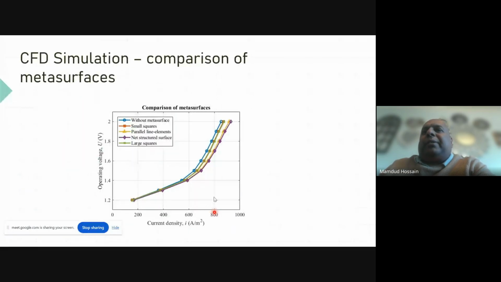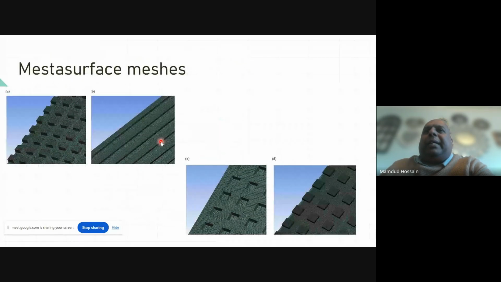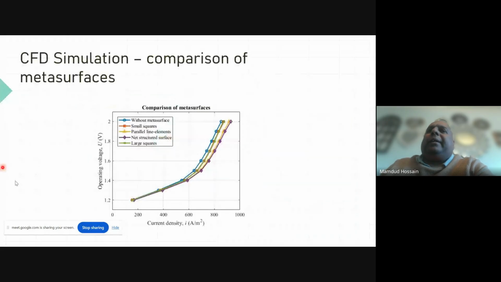How do you know that? Because again, in order to improve this current voltage curve, you have to look at a fixed voltage, and for a given voltage, which parameter gives you the highest current density. So you can say that this net structured surface gives you the highest current density. So that means that is the base structure, and we have manufactured those structures and come up with our experimental setup that gives you the performance that I showed you.